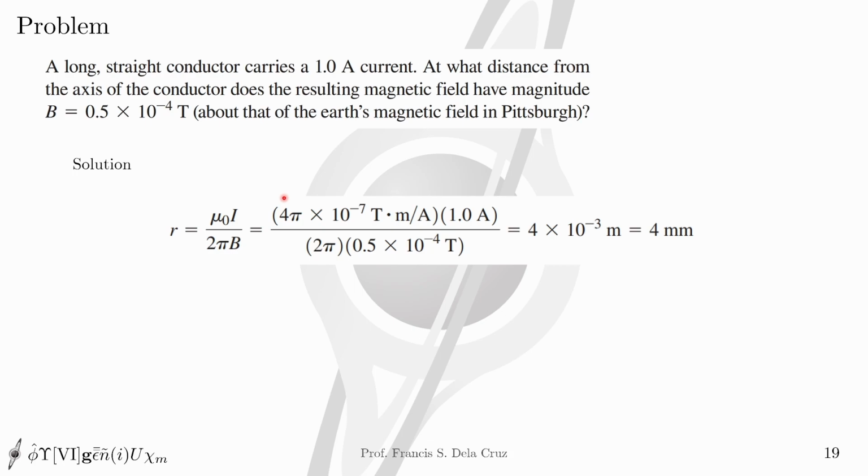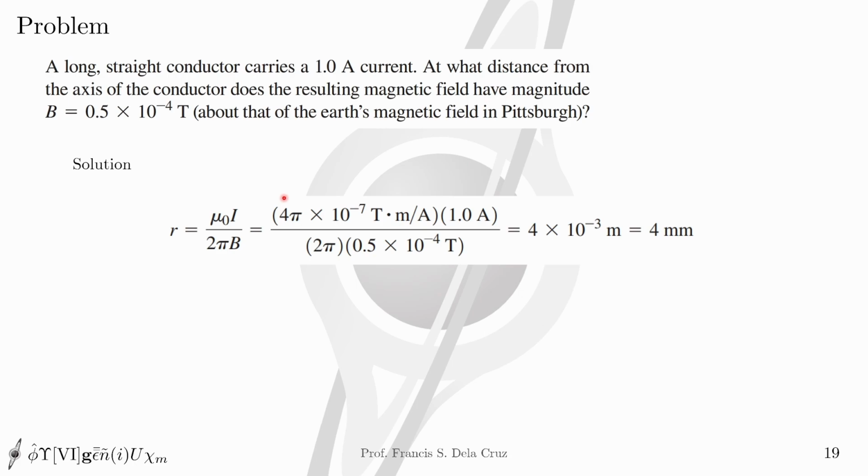A long straight conductor carries 1 ampere of current. At what distance from the axis of the conductor does the resulting magnetic field have magnitude B equals 0.5 times 10 raised to negative 4 Tesla, about that of the Earth's magnetic field in Pittsburgh? Okay, so this is the solution.